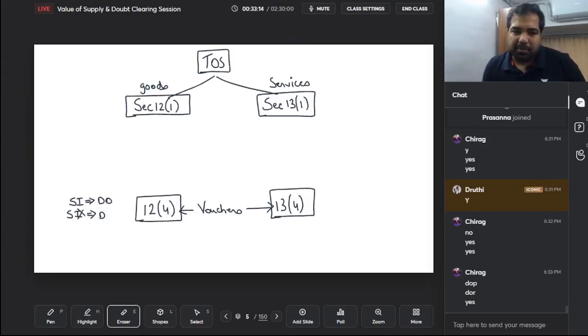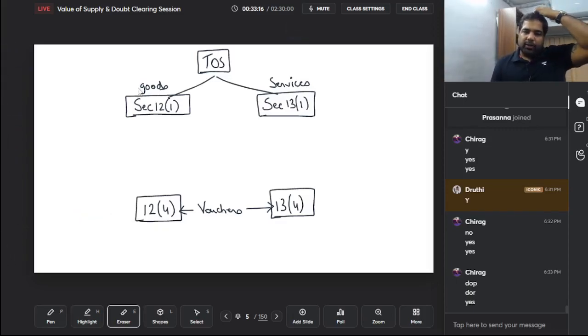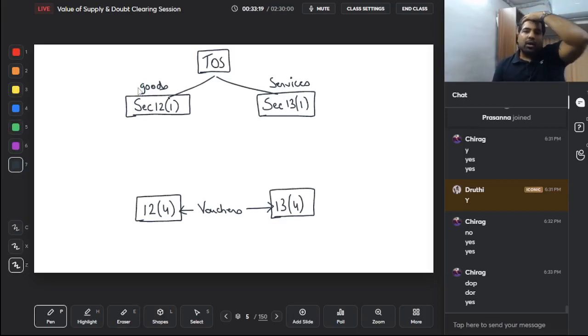This is very simple, guys. If you think logically, till the friend buys the goods from Amazon, how will Amazon know how much to pay to the government? Yes.